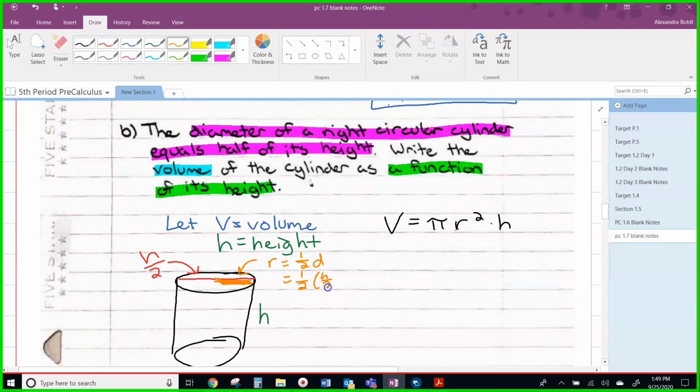Okay, so our radius equals half of our diameter, meaning it's going to be half of h over 2, meaning it's going to equal h over 4. Okay, so our volume then equals pi, I'm going to substitute in h over 4 squared times height.